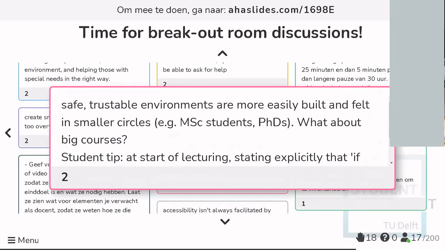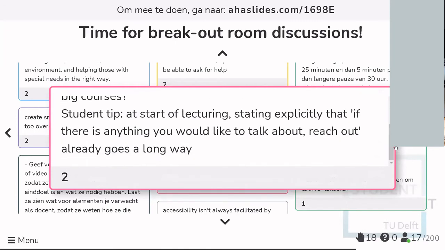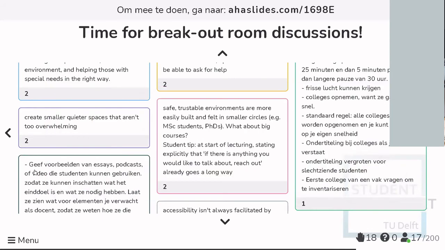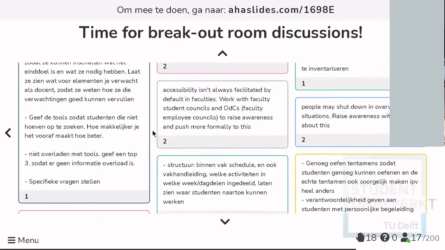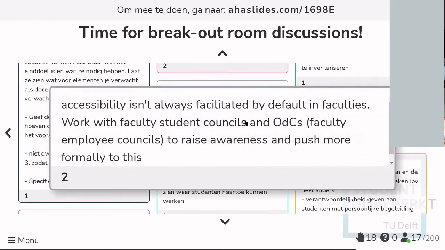What about big courses? Student tip: at the start of the lecture, state explicitly that if there is anything you would like to talk about, reach out. Already goes a long way. Let's first get the smaller ones to see how much we can have.